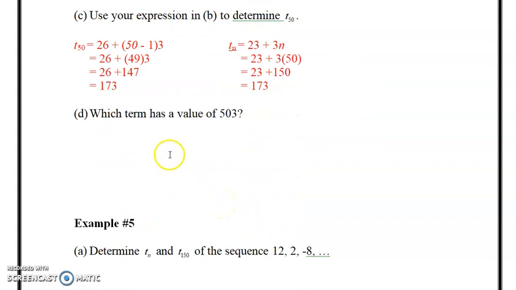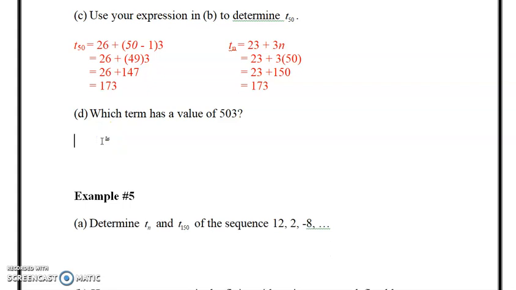The next one we're going to look at is example 4d, and it says which term has a value of 503. So this is where you're at. This is the general term. So the general term is 503. You're given the value of the term. Now you have to find the term.